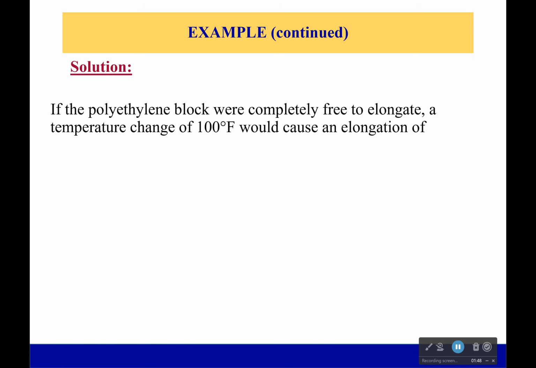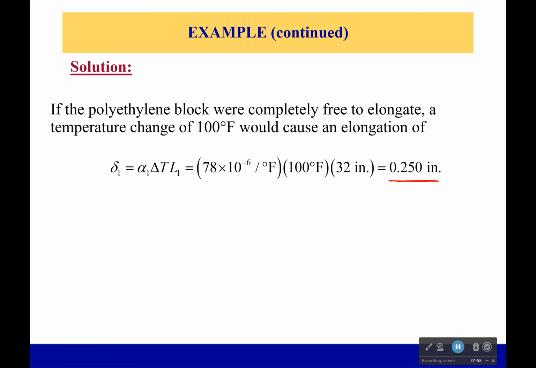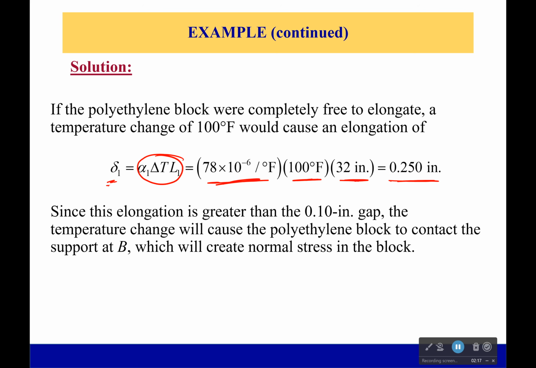Okay, so now if the polyethylene block were completely free to elongate, a temperature change of 100 degrees Fahrenheit would cause an elongation of 0.25 inches. This is just our thermal coefficient of expansion, our temperature change, and our length. This we got from beforehand. If you're wondering where the force times length over elasticity times area term is, it's because the force is 0. There is no force right now. But there's an issue with it expanding this much. It hit the ceiling at 0.1 inches. So 0.15 inches of this expansion never happened.